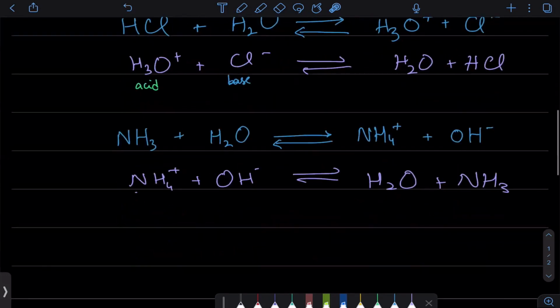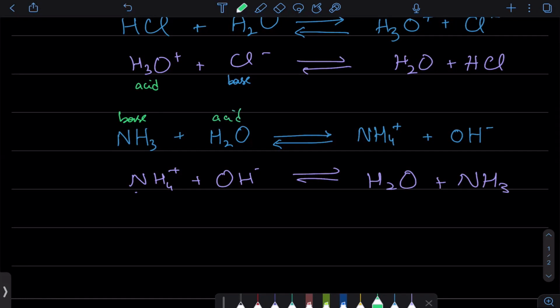Does the same thing apply here? Of course it does. Because if you notice, then ammonia has accepted H positive. So clearly it's a base, which means water is the one giving it that, and water has done that. It has lost H positive, OH negative is left with it, so that's clearly an acid.